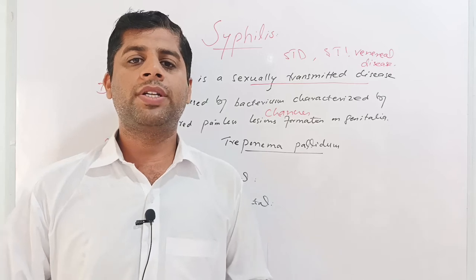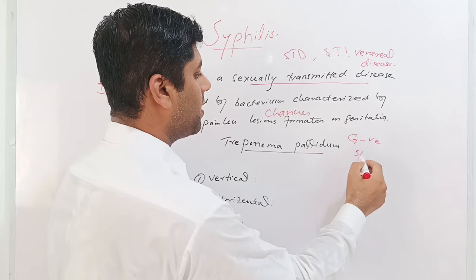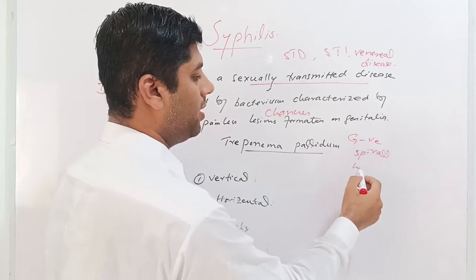Syphilis is caused by the bacterium Treponema pallidum. It is a gram-negative bacterium, spiral-shaped and highly motile.